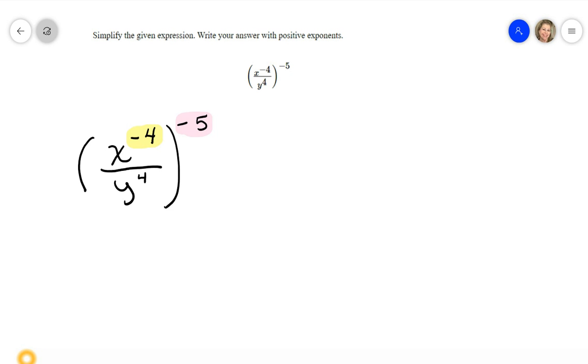Some people want to deal with all the negativity first, and other people are like, nah, I want to get rid of the parentheses first. I see those parentheses and my brain's just hearing order of operations, where the parentheses are like, do me first, do me first. So I'm going to get rid of the parentheses first. What I have is a bunch of junk inside parentheses raised to the -5th power.